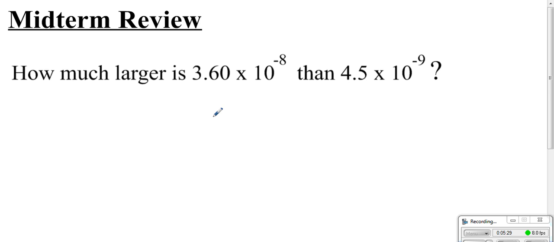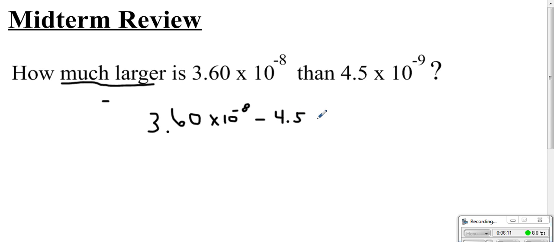How much larger is 3.60 times 10 to the negative 8th than 4.5 times 10 to the negative 9th? How much larger? You're talking about subtraction. So what you're going to do is take 3.60 times 10 to the negative 8th, and you subtract 4.5 times 10 to the negative 9th.